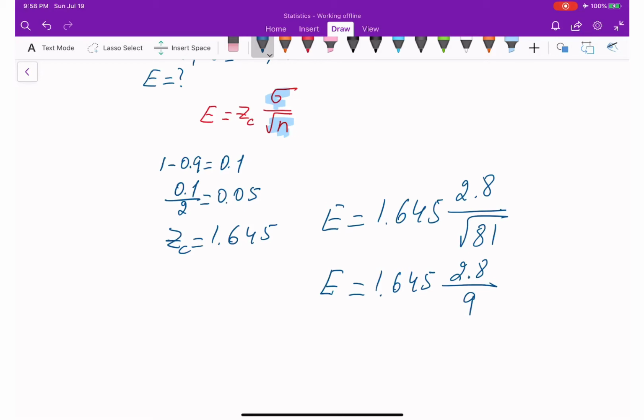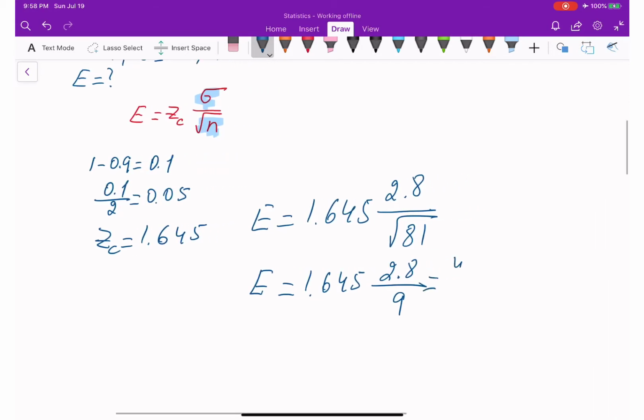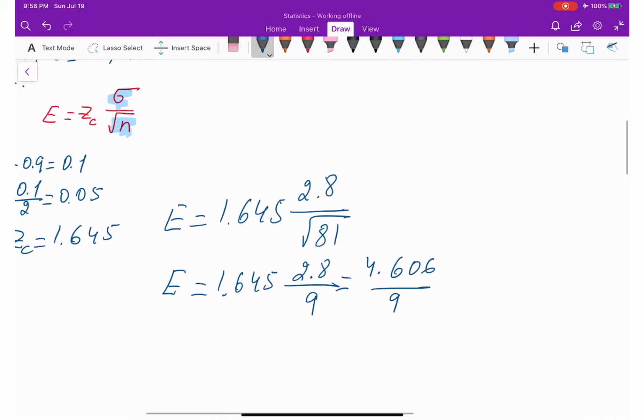As I mentioned before, you do not round any number during the multiplication. Let me see what I'm getting. 1.645 times 2.8 is equal to 4.606. And dividing by 9, I'm getting 0.511 and so on. All right, how can we round it? I would say to 3 digits, maybe 0.512 if I round it up. Okay, 0.512.